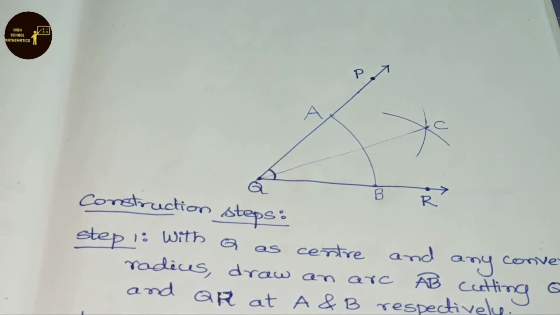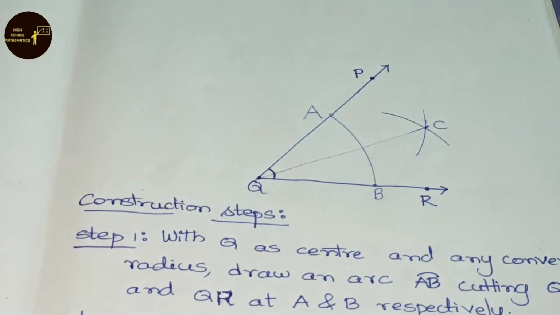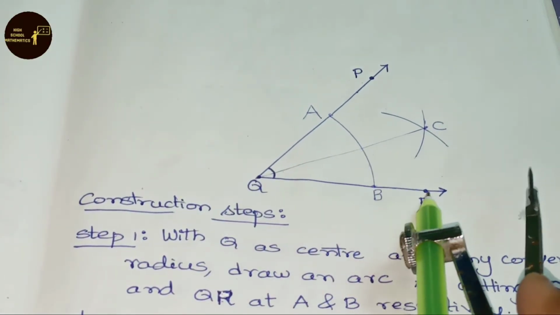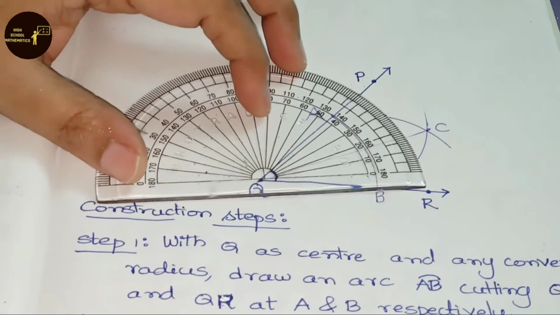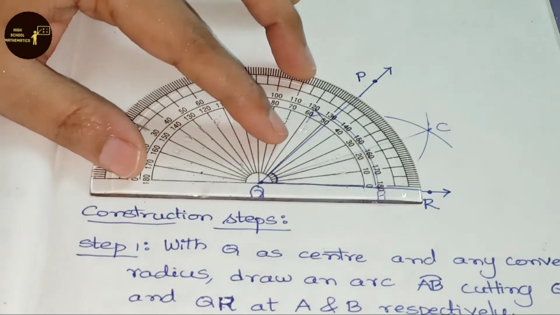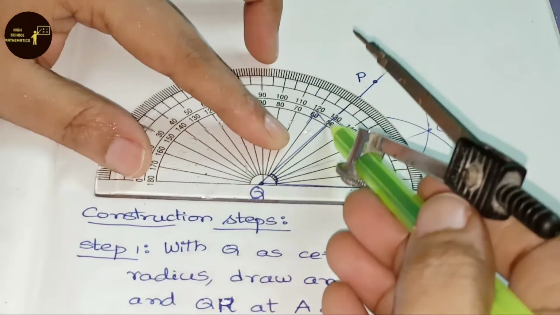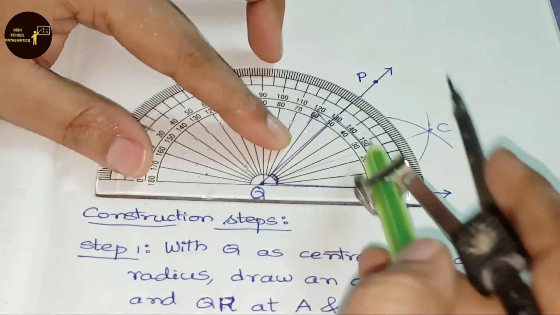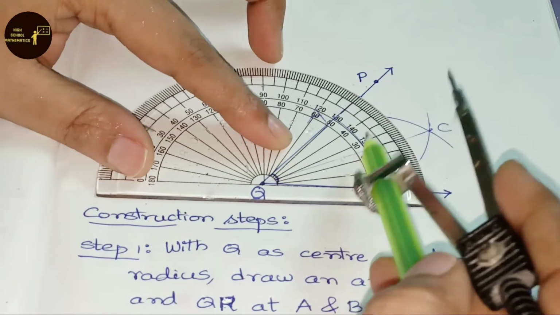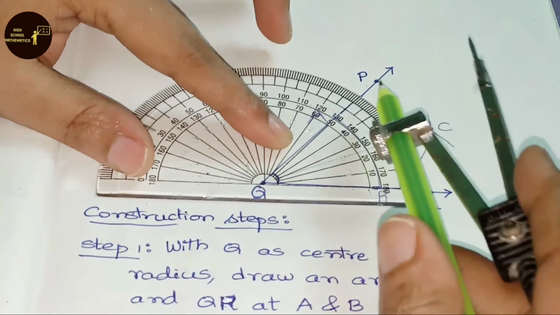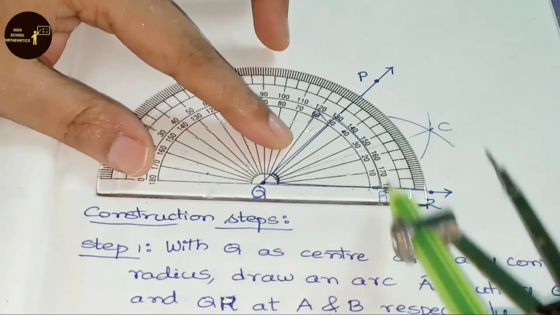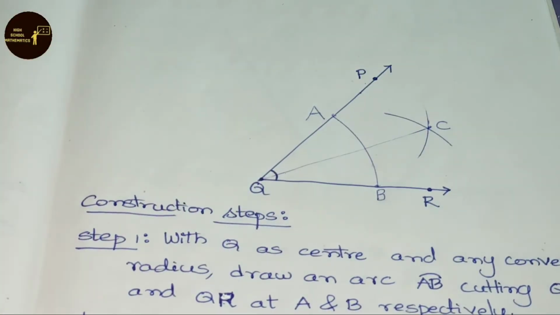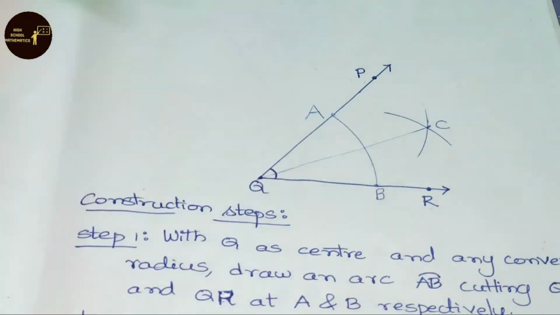We observe angle PQC and angle CQR are equal. Now let us measure them by using protractor. See, the given angle is 50 degrees and half of them, see here, 25 degrees and this part is 25 degrees. That is angle PQC is 25 degrees and angle CQR is 25 degrees. Therefore, angle PQC is equal to angle CQR.